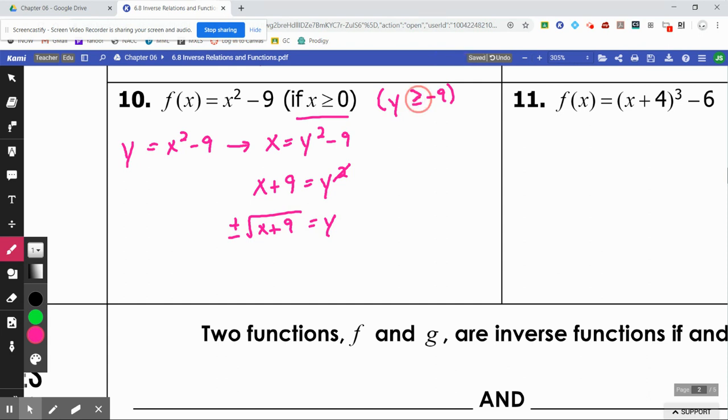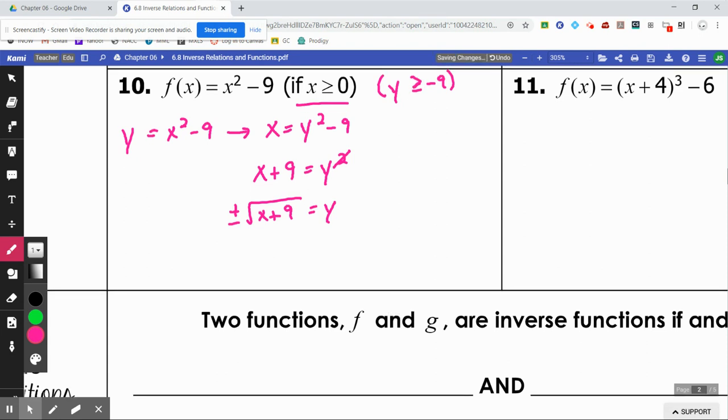If y is greater than or equal to negative 9, plug in negative 9 plus 9 gets 0. Plug in negative 8 plus 9 gives you a positive, and a positive. If that's the case, this answer will always be a positive value. So we don't have to worry about the whole plus and minus anymore.